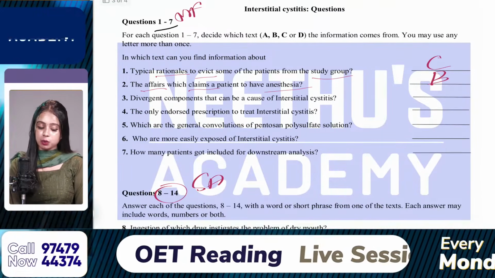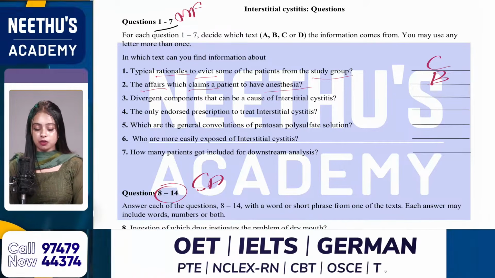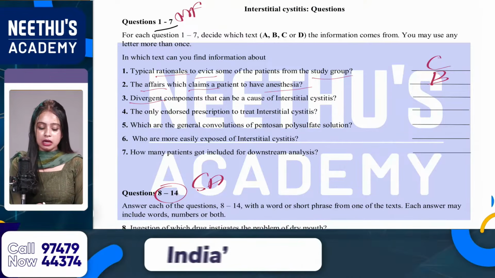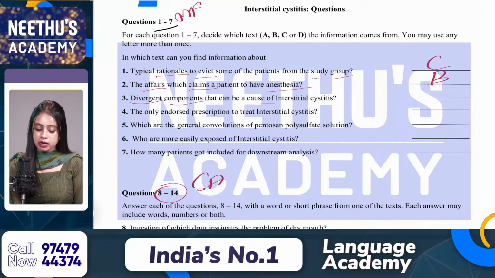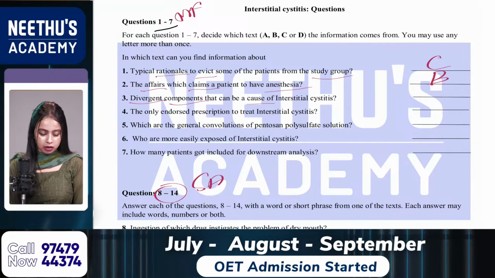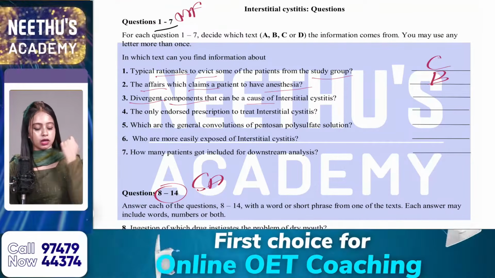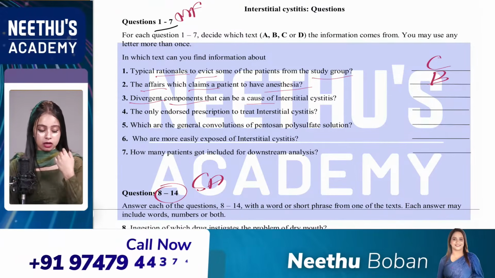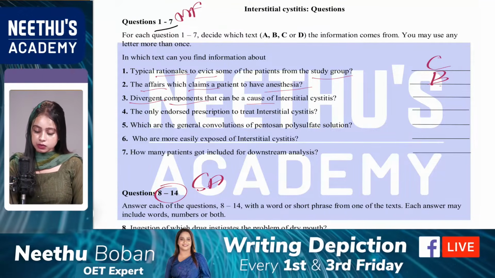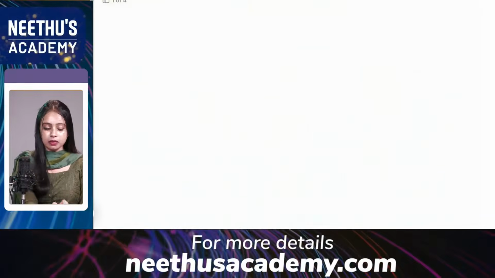Then the third one, divergent components that can be a cause of interstitial cystitis. So my keywords: divergent, which means different components, factors, then cause. So what are the different factors that can affect interstitial cystitis? Any idea? Okay, Gopika, Radin, Reba, Tessie. So the answer is from text A. Very good. So my keywords, different components or factors that can cause. So that is from text A.